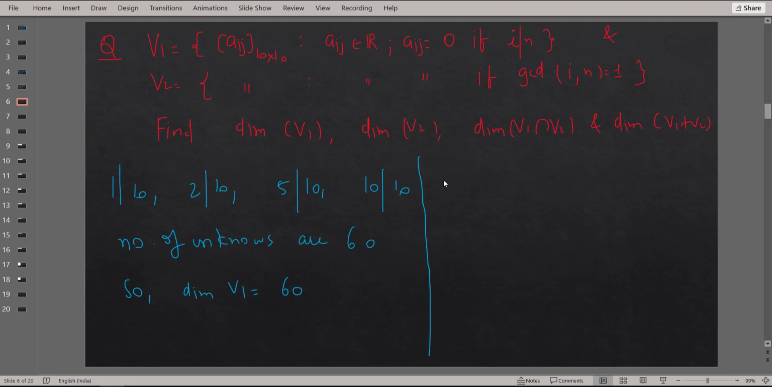Similarly for V2, GCD of 1 comma 10 is 1, GCD of 3 comma 10 is 1, GCD of 7 comma 10 is 1 and GCD of 9 comma 10 is 1. So the first row, third row, seventh row and ninth row will become 0. There are 6 non-zero rows. So the number of unknowns is 60. So the dimension of V2 is 60. Now we have to find the dimension of V1 intersection V2.